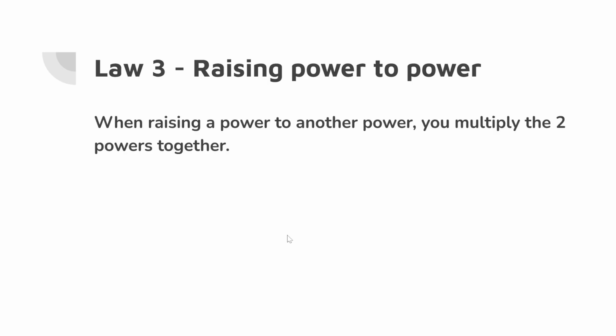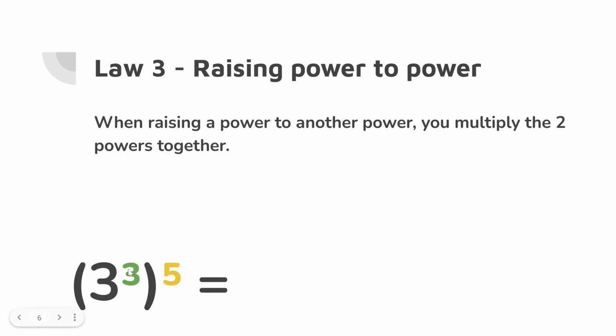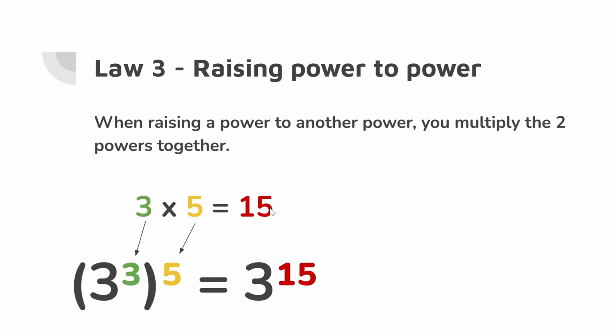Law 3. Raising powers to the same power. When raising a power to another power, you multiply the two powers together. For example, we can see here, the two powers are 3 and 5, and we are raising 3 to the power of 5. So we multiply the powers to get 15, so that becomes 3 to the power of 15.